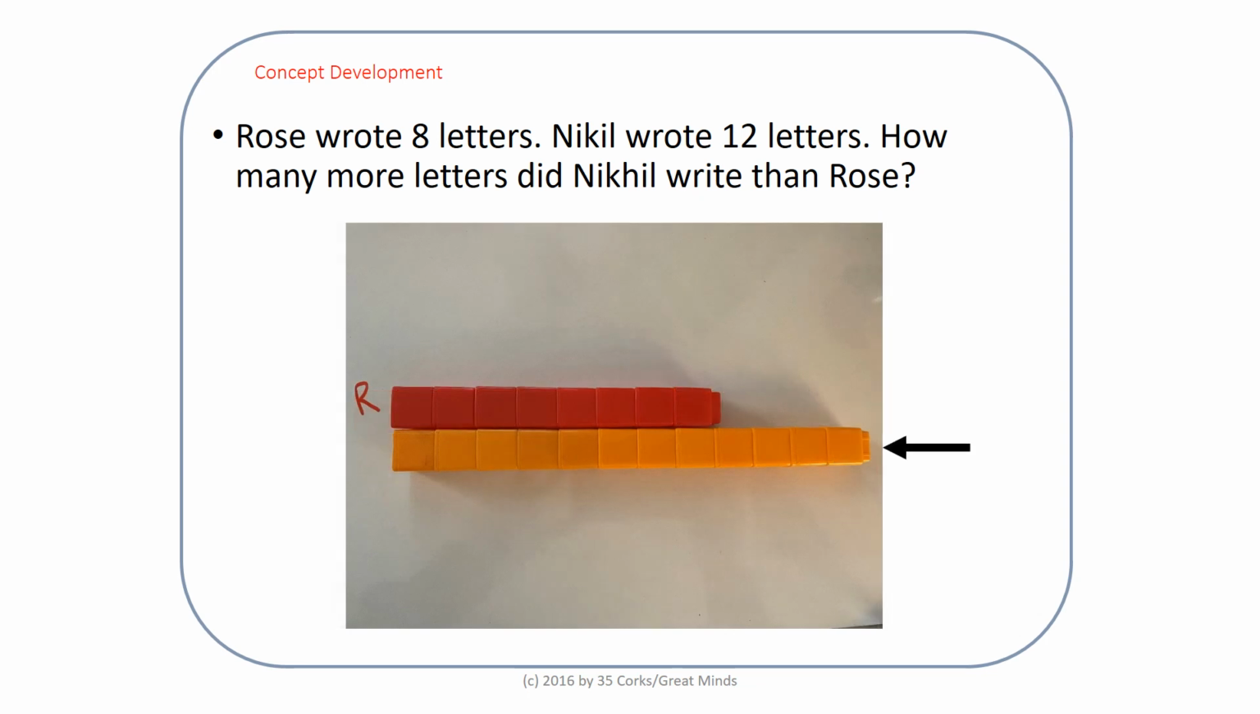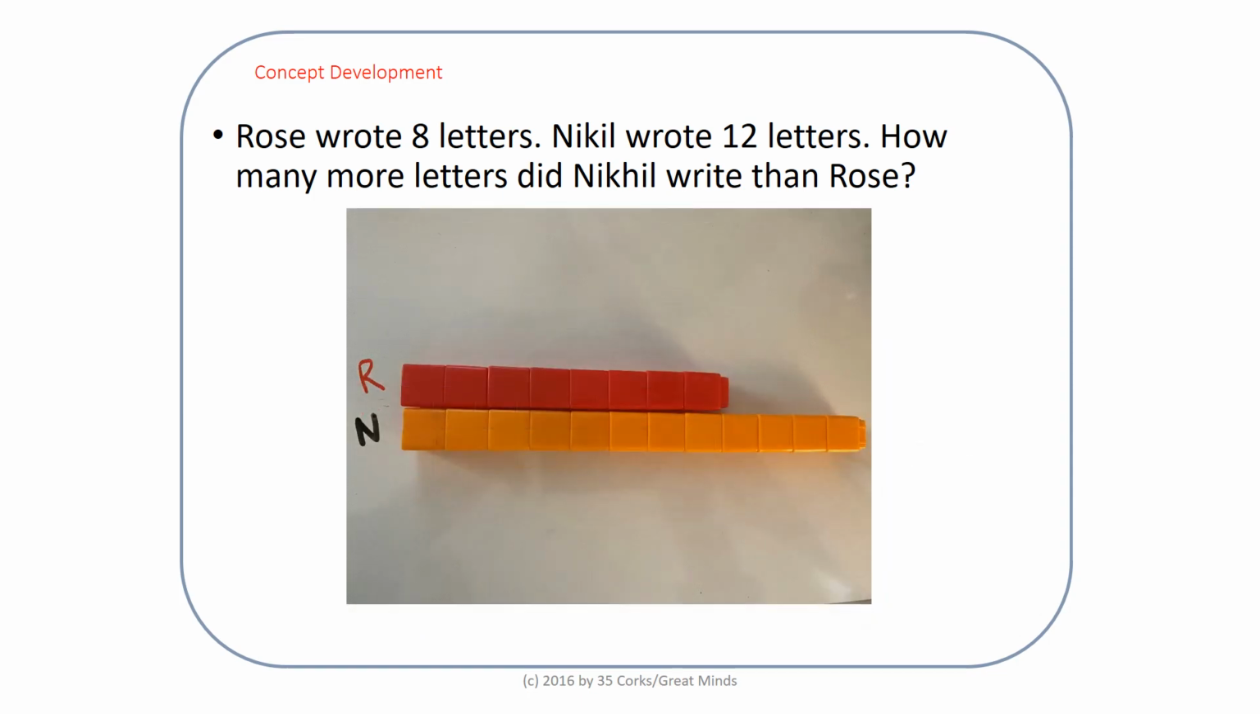Rose's letters. So I put an R, like you can see I put an R next to my stick of cubes to show that they're Rose's letters. Now my arrow is pointing to the other stick of cubes, so this stick represents whose letters? Good, Nikhil's letters. So you're going to watch me as I use these cubes to help me draw my tape diagram to compare the number of letters Rose and Nikhil wrote.